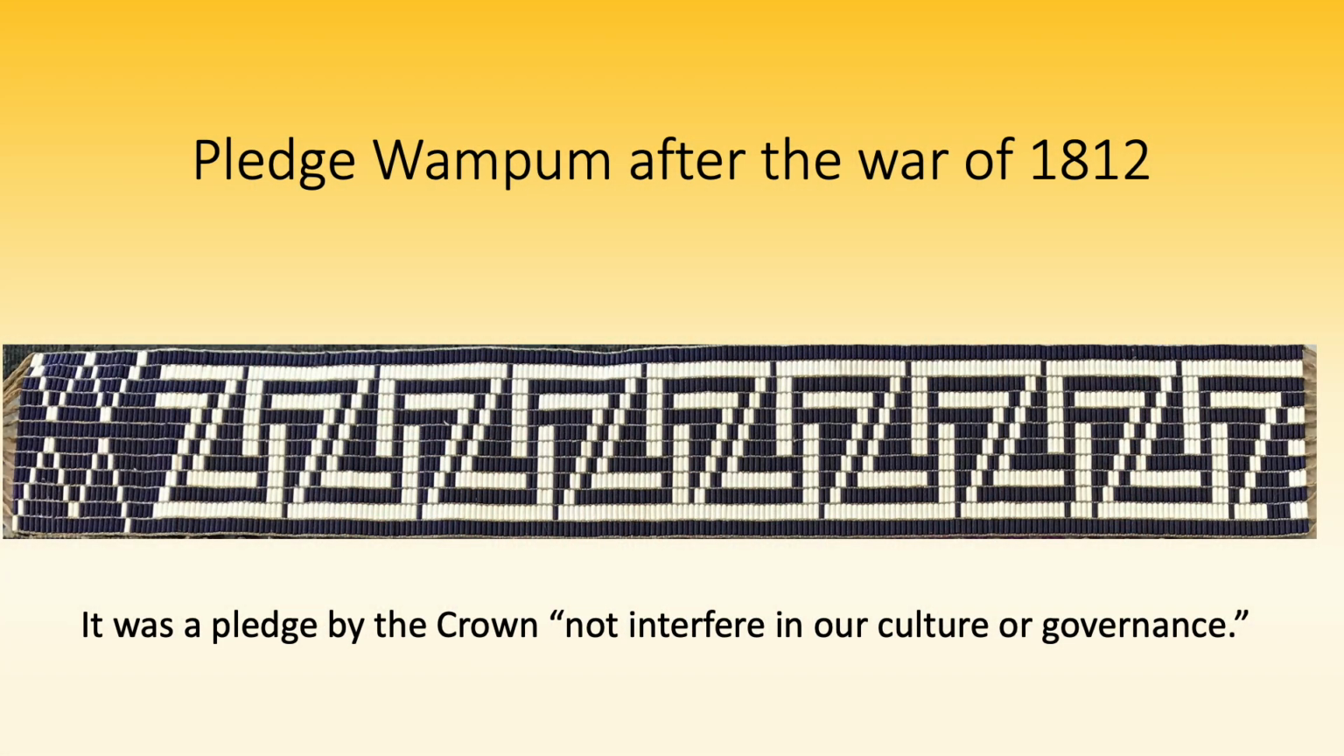Here's a different wampum. This is the wampum presented at the end of the War of 1812 and is a pledge by the Crown of Canada not to interfere with our culture or governance. So treaties are made between sovereign nations. They're always accompanied by wampum belts. It's not just the words on the page, but the wampum carries meaning as well, and often the two are separated. So when you think about it, what land are you on, and what treaty are you under? And remember that you are bound by that treaty. Treaties are about sharing the land.